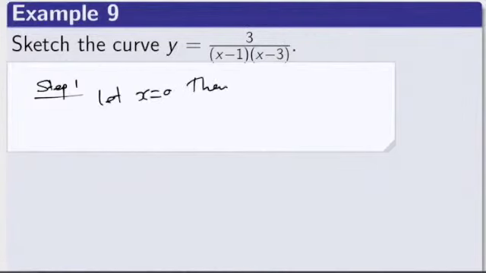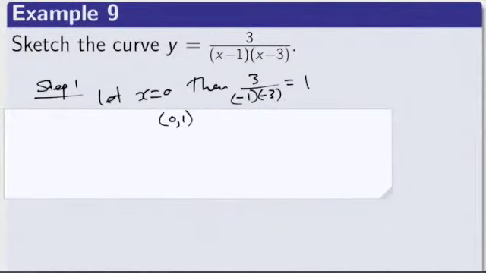Then the value of y would be 3 over minus 1 times minus 3. So it gives us the value 1. So when x equal to 0, y is 1. So (0, 1) is a point on the curve.